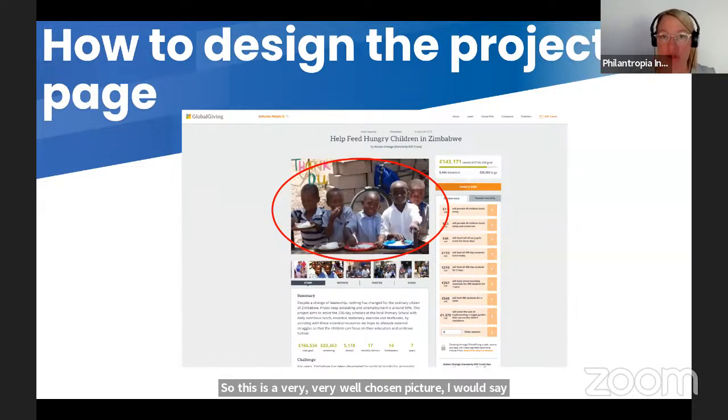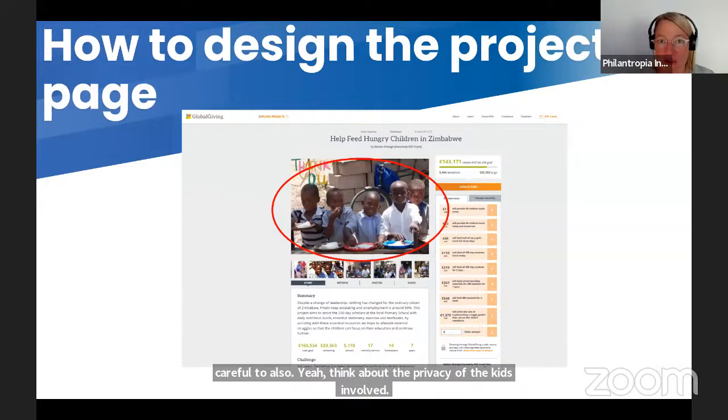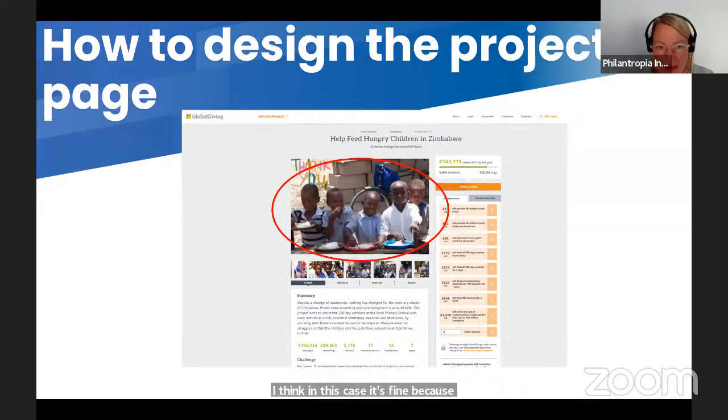Whenever you use visual media, which you do have to do in crowdfunding circumstances, because that's how you will attract eyes to your project, be very considerate about the pictures you use. I think people like to look at pictures of children. They are always very engaging, but you have to be careful to also think about the privacy of the kids involved. I think in this case, it's fine because it's a positive situation. I guess their parents have consented, hopefully.